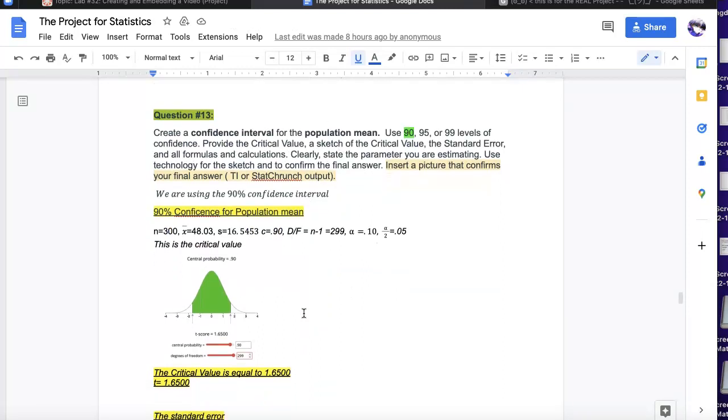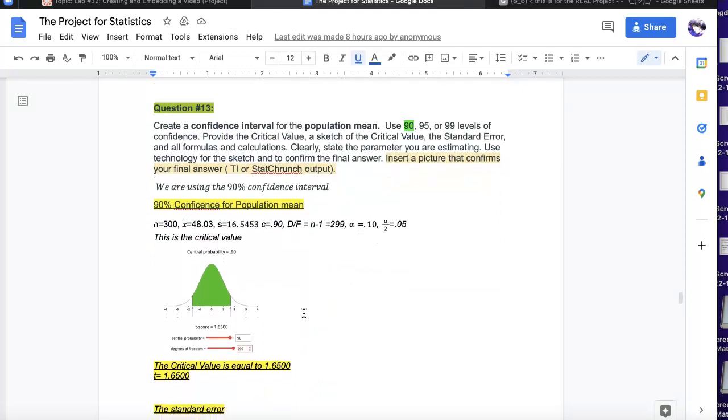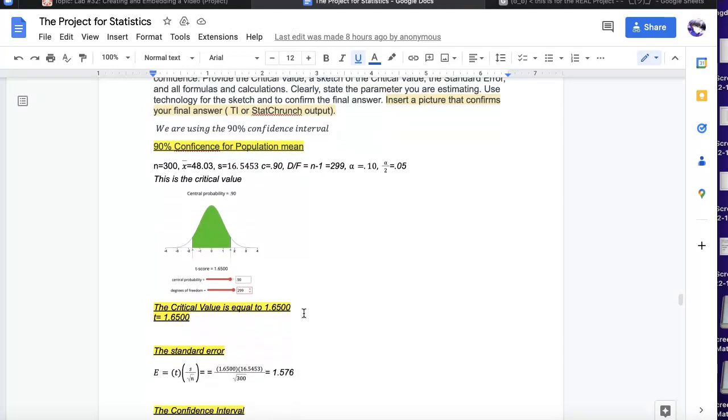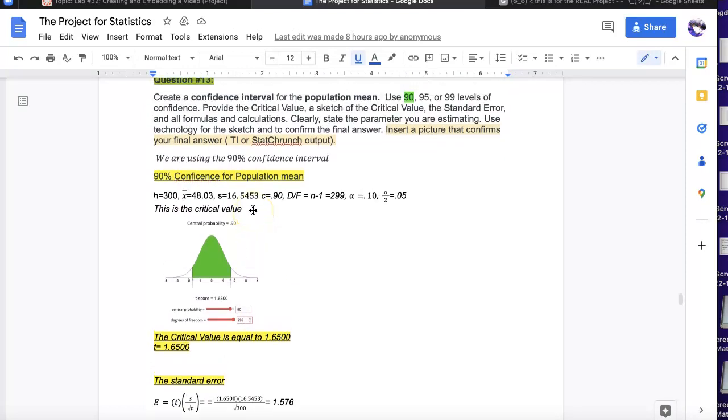Question 13, create a confidence interval for the population mean using 90, 95, or 99. Provide the critical value, sketch of the critical value, and the standard error. So first we're going to start off by stating our confidence interval. So we are going to be using the 90% confidence interval.